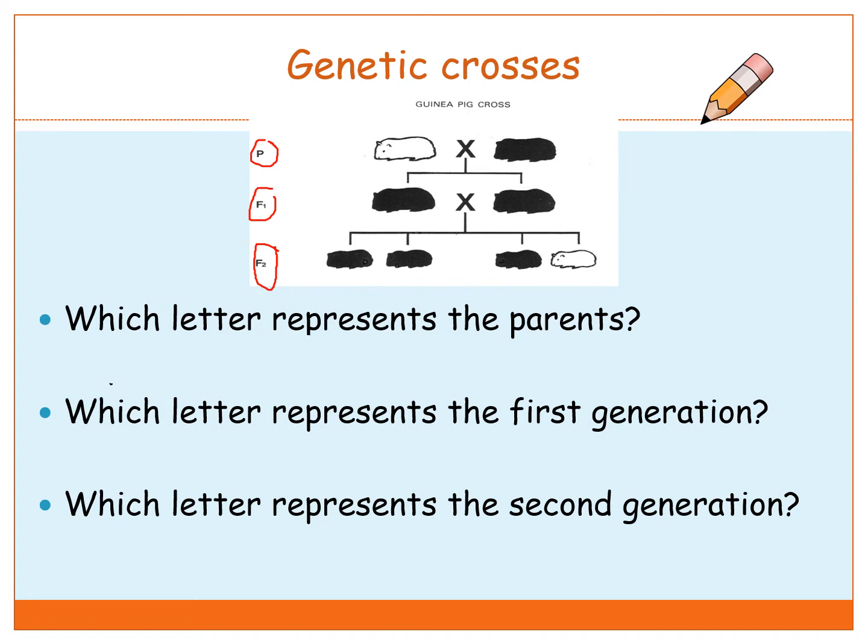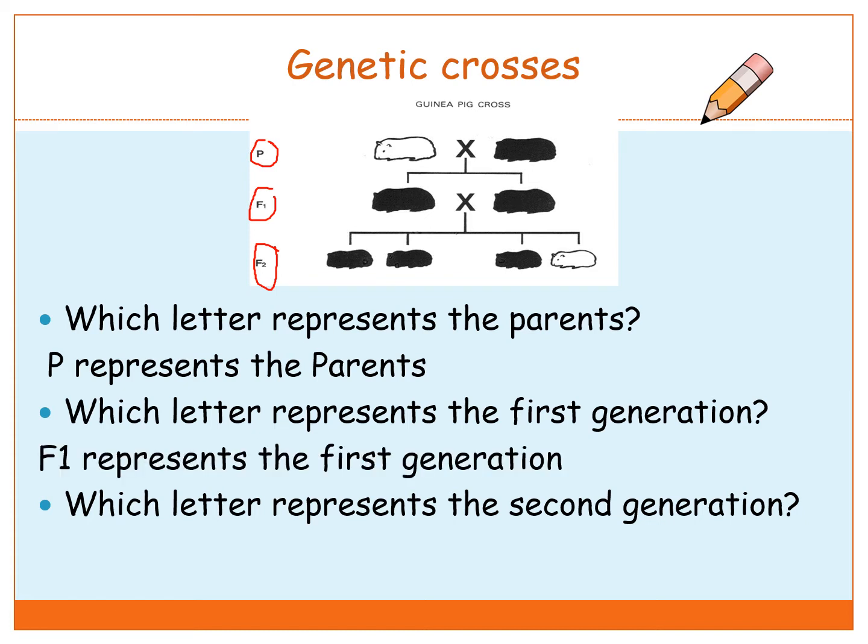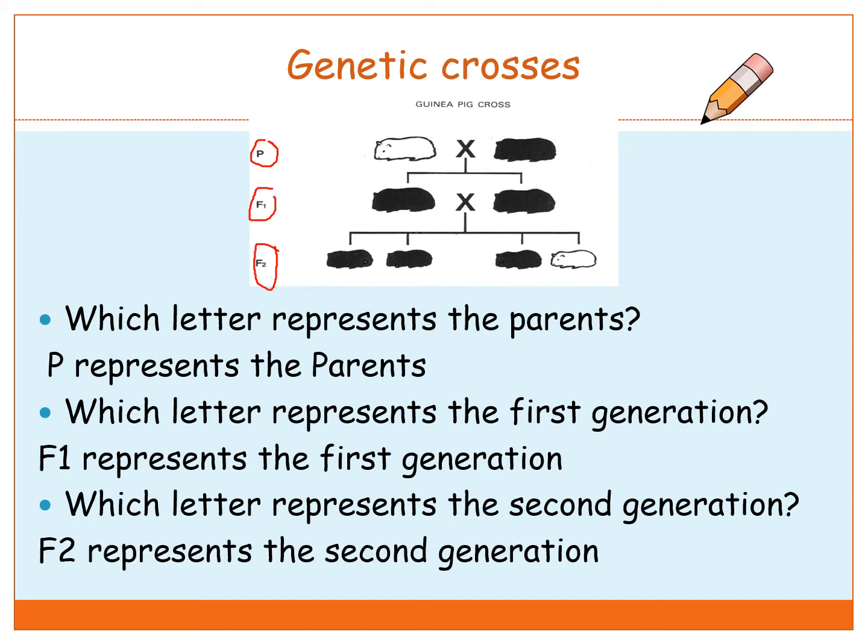You've got asked the question which letter represents parents, which letter represents first generation, and which letter represents the second generation. You can pause the video and try to answer this before I go over the answers, because it's pretty straightforward and you probably will be able to guess it. Which letter represents the parents? This would be P to represent the parents. Which letter represents the first generation? It's going to be F1. And which letter represents the second generation? It would be F2. Well done if you managed to get that correct.